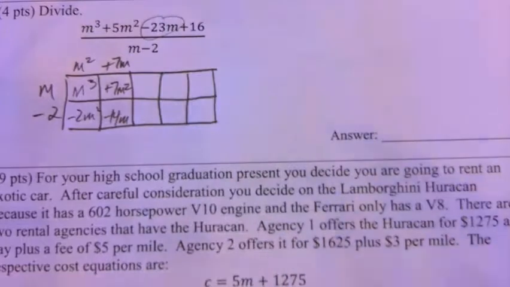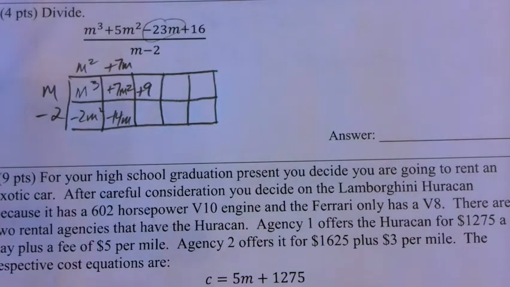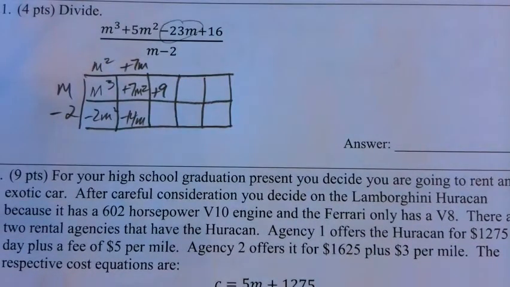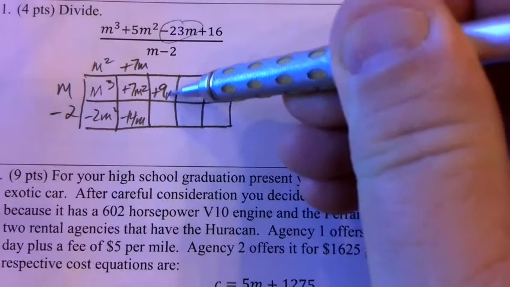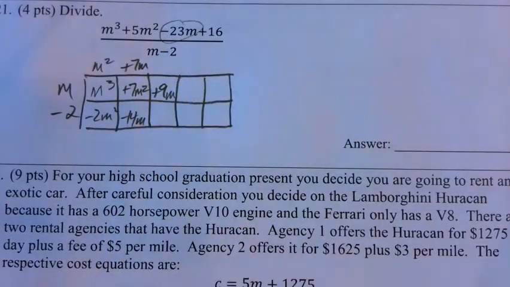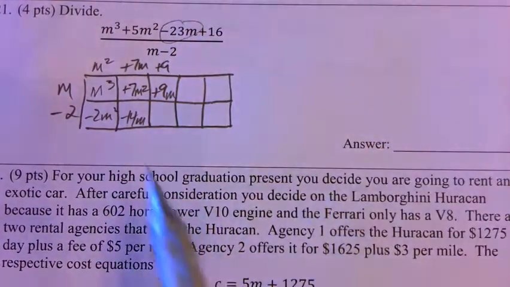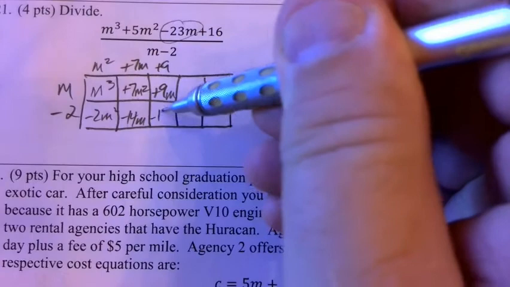I need to get to negative 23. Negative 14 plus 9. I'm sorry, I'm writing this all in a scrunchy thing here, huh? Yeah, oh well. Positive 9m. Negative 14 plus 9 is negative 23. Check. 9m divided by m is a positive 9. 9 times the negative 2 is negative 18.